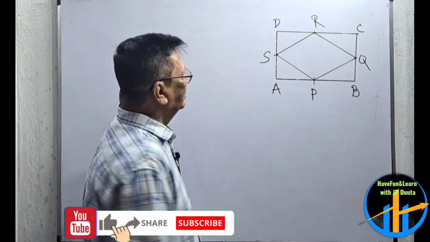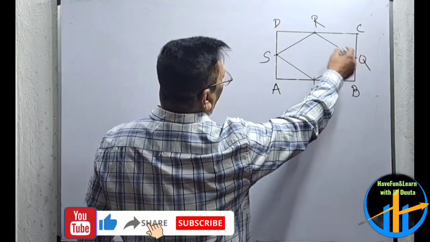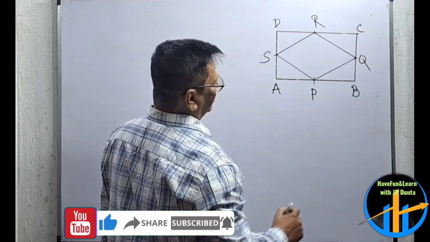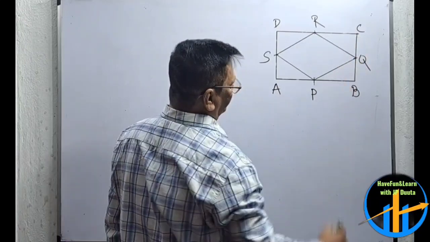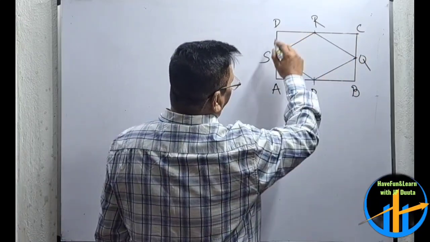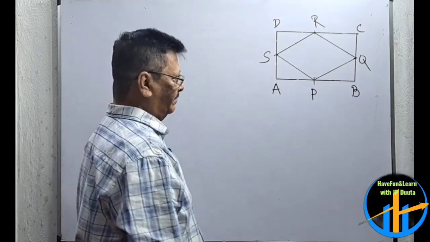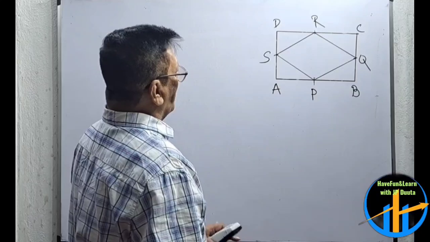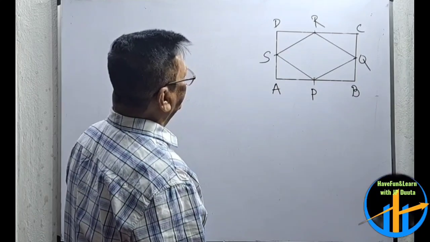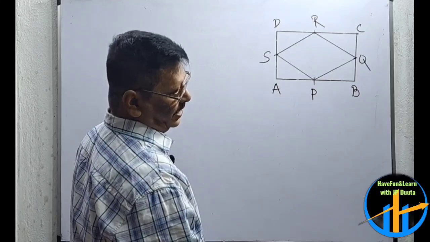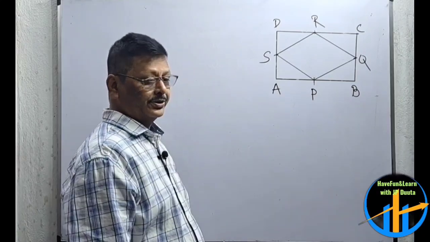So we have got P, Q, R and S. P is the midpoint of AB. Q is the midpoint of BC. R is the midpoint of CD. And S is the midpoint of AD. Now we have to prove that the quadrilateral PQRS is a rhombus.